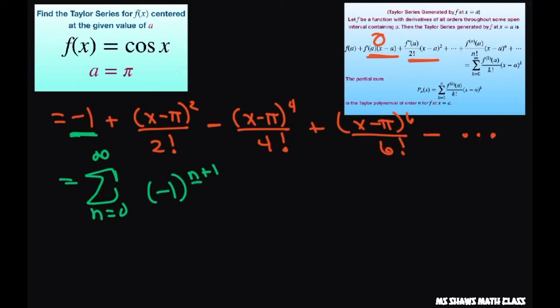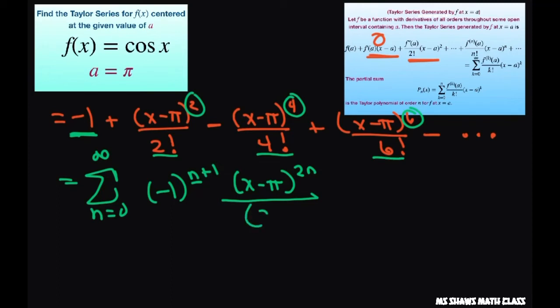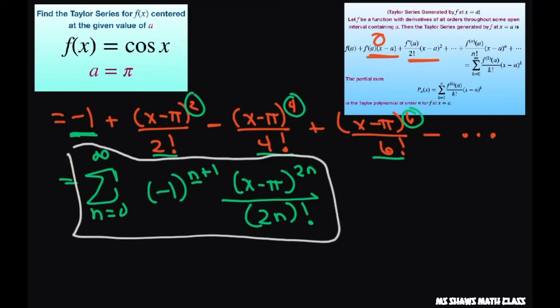So we want to put this n plus 1. Now we're going to have our x minus pi. We're going by even powers, so this is going to be to the power of 2n. And also our denominators are even factorials, so that's going to be 2n factorial. Now we have to find the radius of convergence. So remember this here because we're going to use the ratio test on it. You might want to pause and write this down.